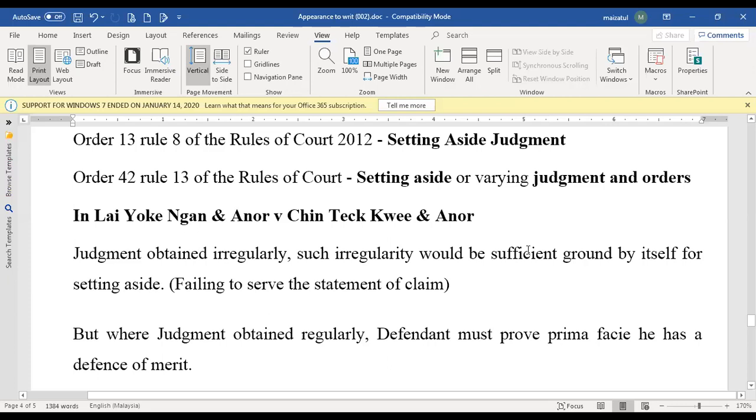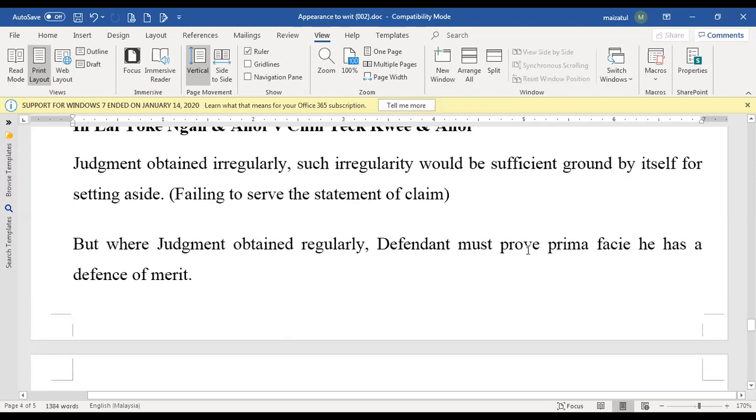Okay. If you refer to this case, where the judgment was obtained irregularly, it will be a sufficient ground by itself for setting aside. So it can be by itself one of the reasons for setting aside: irregularities of the judgment. Okay. But if the judgment is obtained regularly, the defendant must prove prima facie that he has a defense on the merit.